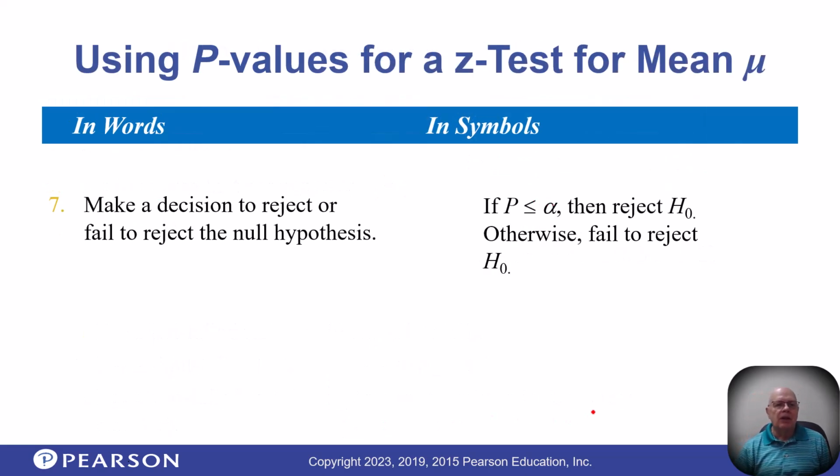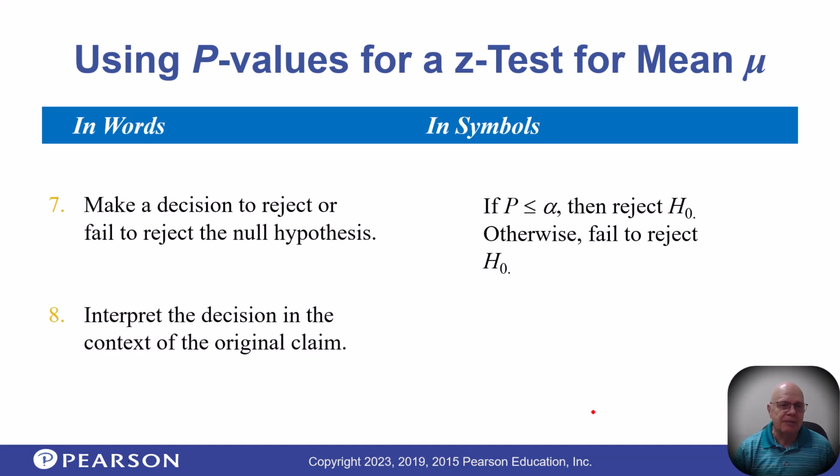Once you've got that done, you decide whether to reject or not. Remember, the wording is reject the null hypothesis or fail to reject the null hypothesis. And number 8, interpret the decision in context of the original claim. That's why when you wrote the original null and alternate hypothesis, you labeled which one was the claim. Because when you get your result, whether you're rejecting or not rejecting the null hypothesis, you have to describe your answer in terms of what the claim was.